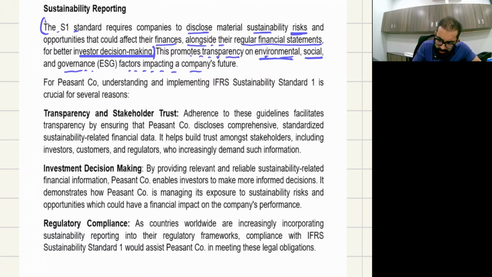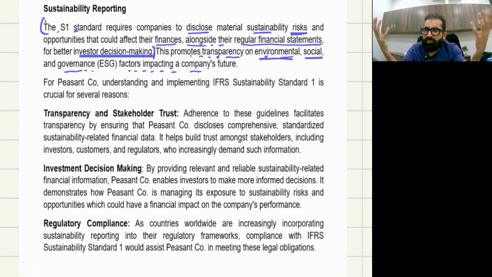Now this is the importance. This is the important point number one. Now this is the importance. For Peasant Company, understanding and implementing is crucial for several reasons. These are the important points. Number one is transparency and stakeholder trust.